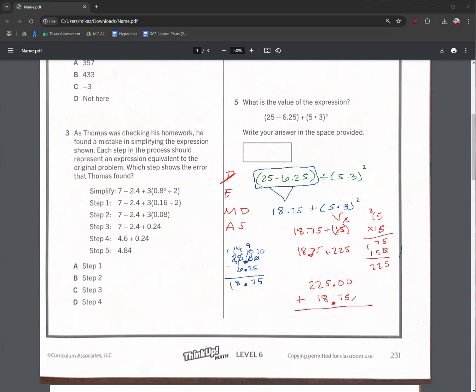And we're adding 0 plus 5 is 5. 0 plus 7 is 7. Decimal falls straight down. 5 plus 8 is 13. 2 plus 1 is 3. Plus 1 more is 4. And then 2 plus nothing is 2. So now my answer out of all of it, working all the way down, is 243.75.